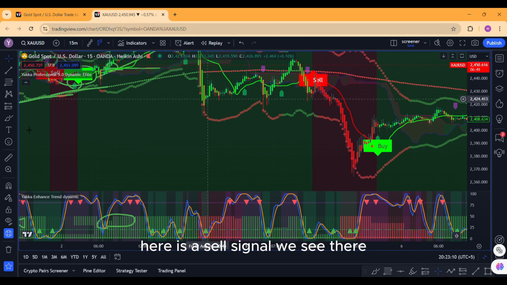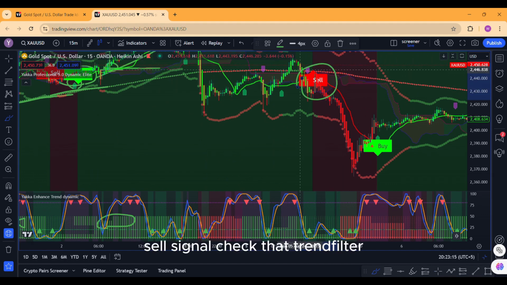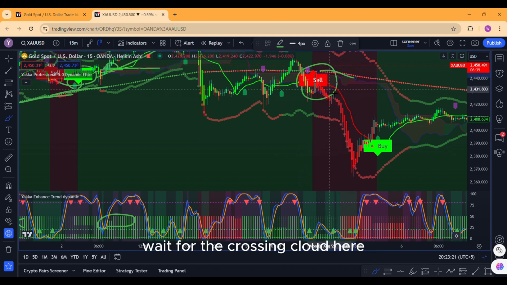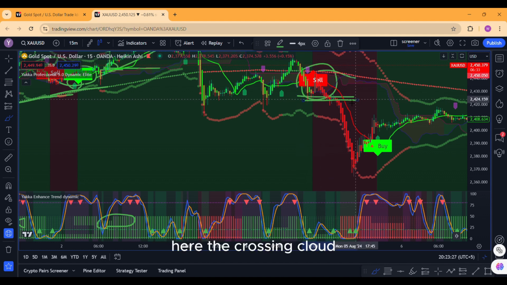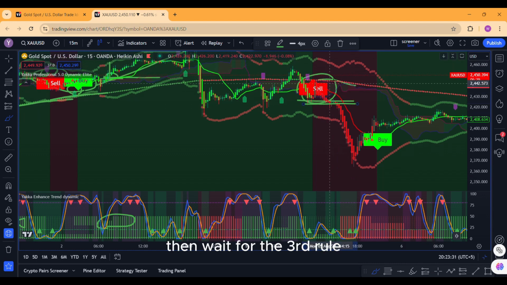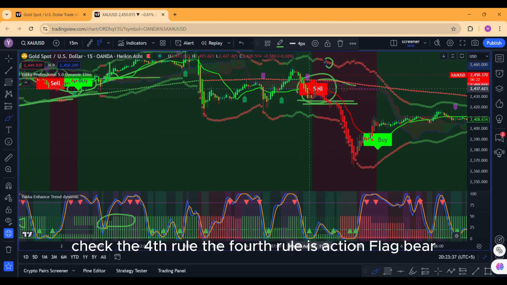Here is a sell signal. Check the trend filter is red. The first rule is fulfilled. Wait for the crossing of the cloud. Here there is a crossing of the cloud. The second rule is fulfilled. Then wait for the third rule. The third rule, Lane Assist, is fulfilled.